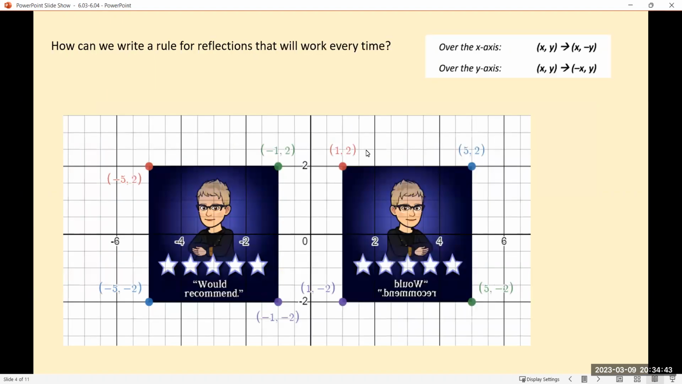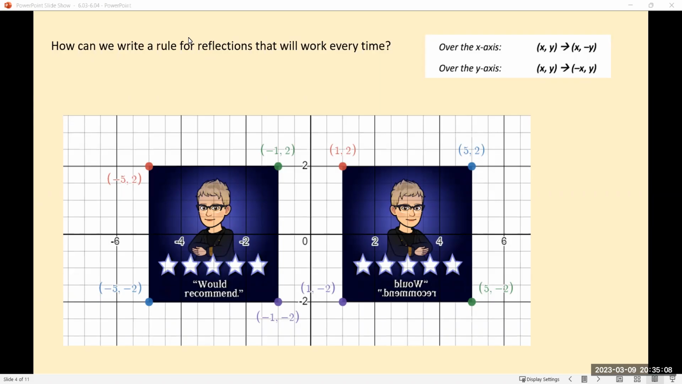So we do have a few rules for reflections. Now, a reflection is when you flip a figure. So a reflection is flipping. We could flip it over the X, we could flip it over the Y. And whenever we do that, there are some rules. These rules are really important. Definitely make sure that you have them written down in your notes somewhere because you want to make sure that you get these memorized, okay?